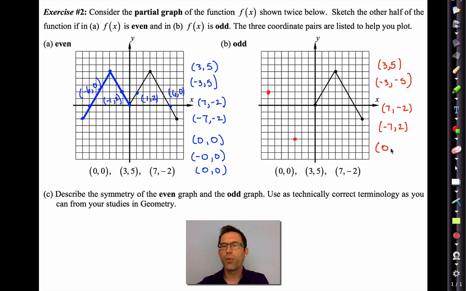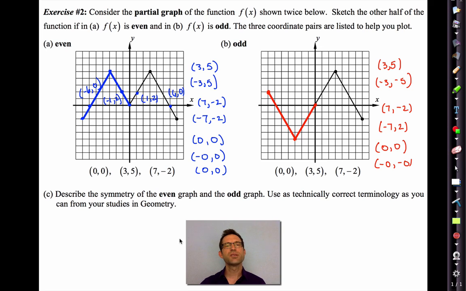Finally, that weird point 0, 0 again. Well, odd functions would say that opposite inputs would give you opposite outputs. But again, that's just the point 0, 0. All right, and there it is.